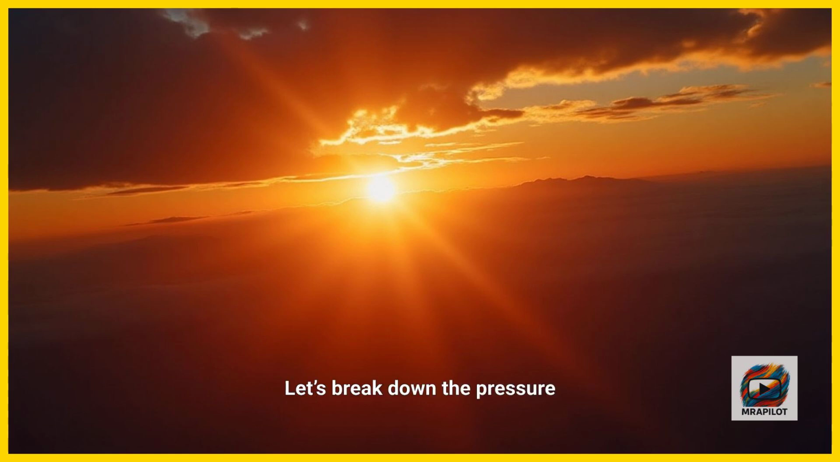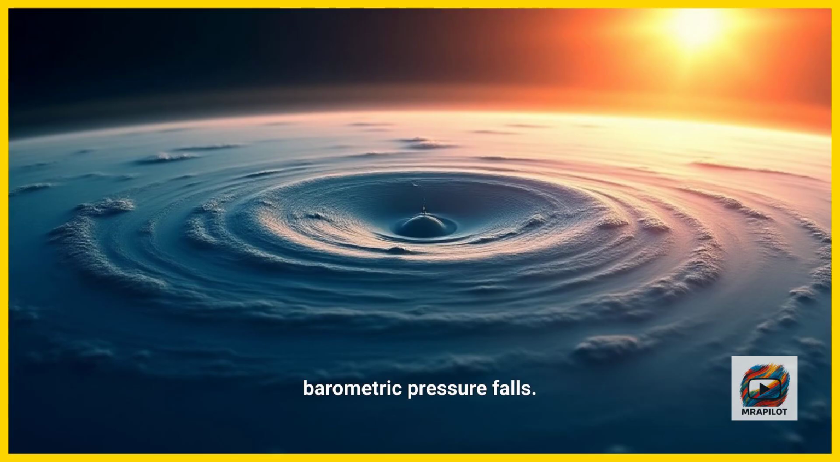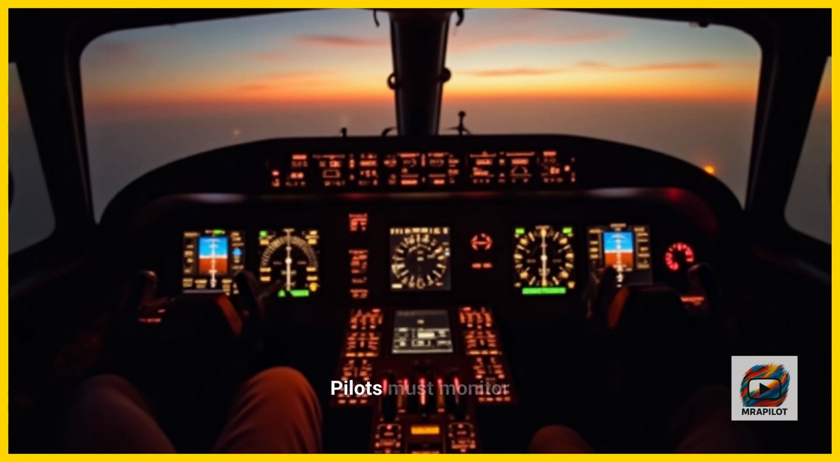Let's break down the pressure profile. As the depression approaches, barometric pressure falls. Once the center passes, pressure rises sharply. Pilots must monitor QNH carefully to avoid errors in altimetry. This pressure dip also affects fuel planning and performance. Engines may behave differently in low-pressure zones. Add to that headwinds in certain quadrants, and you've got a complex en route challenge.